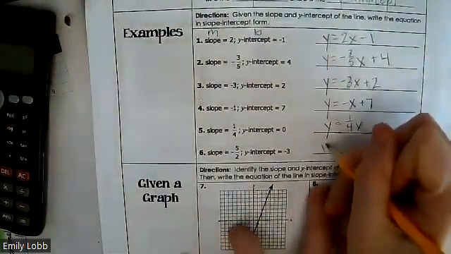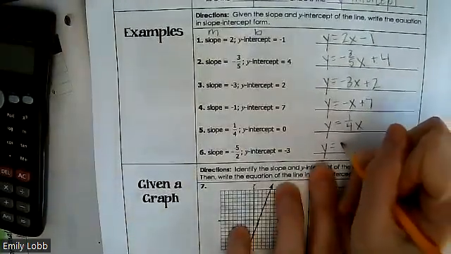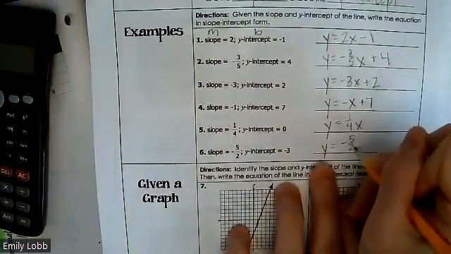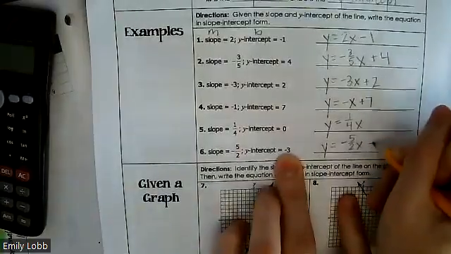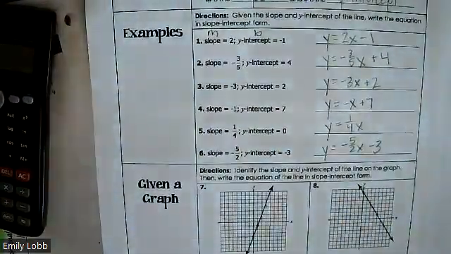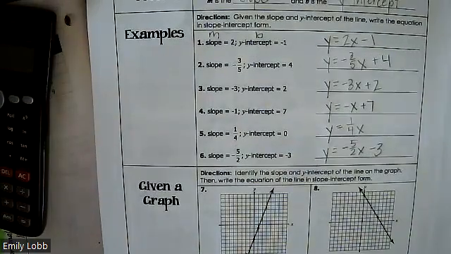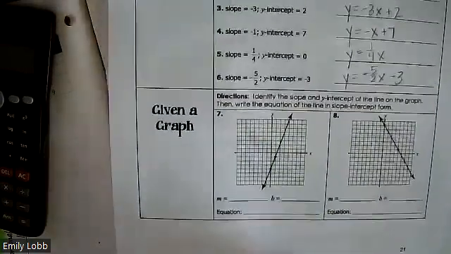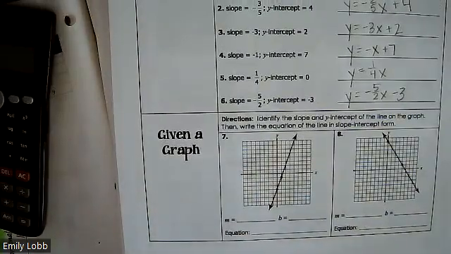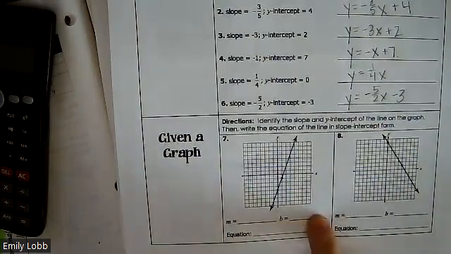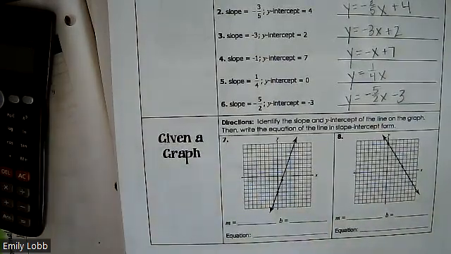And then finally, we would have y equals -5/2 x, and then -3. You guys see what we're doing there? Nothing too crazy, right? So now we got to do what we've been practicing, finding the slope and the y-intercept, and then writing the equation of the line.